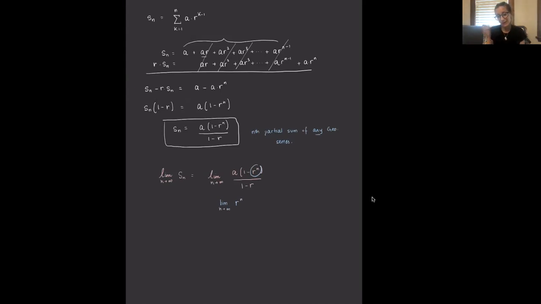You might remember, this is one of our common limits. We know this is 0 whenever the absolute value of r is less than 1, or r is between -1 and 1, this limit goes to 0. This is a special limit that I developed earlier.